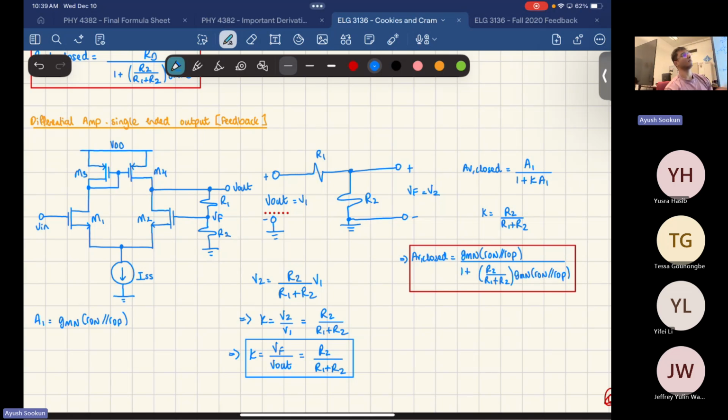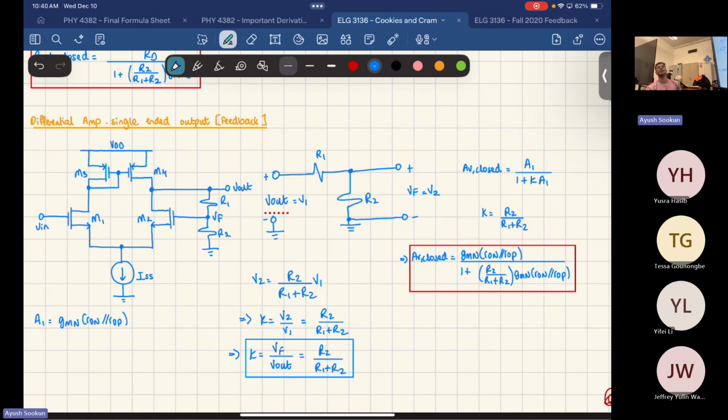I find the relationship between VF and VI, and that gives me K from a voltage divider. Same thing as I've done before. That's all the derivation for it. It's simple, it's a voltage divider. And if I want to find AV closed, it's just going to be the crazy equation over 1 plus the feedback network plus the crazy equation itself. That's pretty much how it is.